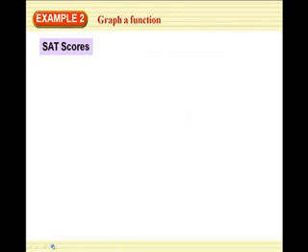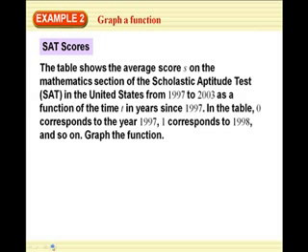So example 2, it says graph a function. So we're going through here and it says, all right, we're going to talk about SAT scores. So let's read this problem. The table shows the average score S on the mathematics sections of the Scholastic Aptitude Test, the SAT, in the United States from 1997 to 2003 as a function of the time in years since 1997. In the table, 0 corresponds to the year 1997, 1 corresponds to 1998, and so on. So 2 then would be 1999, 3 would be 2000, okay?